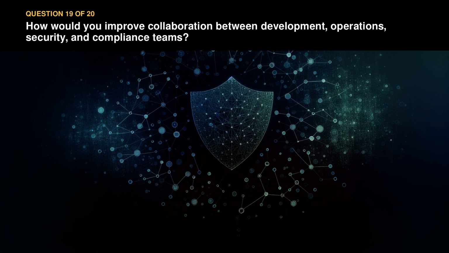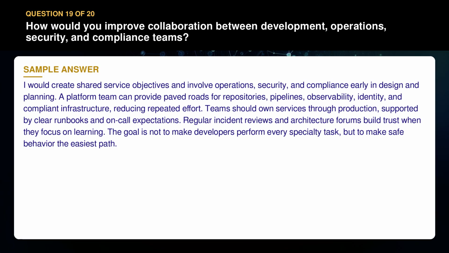Question 19. How would you improve collaboration between development, operations, security, and compliance teams? I would create shared service objectives and involve operations, security, and compliance early in design and planning. A platform team can provide paved roads for repositories, pipelines, observability, identity, and compliant infrastructure, reducing repeated effort. Teams should own services through production, supported by clear runbooks and on-call expectations. Regular incident reviews and architecture forums build trust when they focus on learning. The goal is not to make developers perform every specialty task, but to make safe behavior the easiest path.